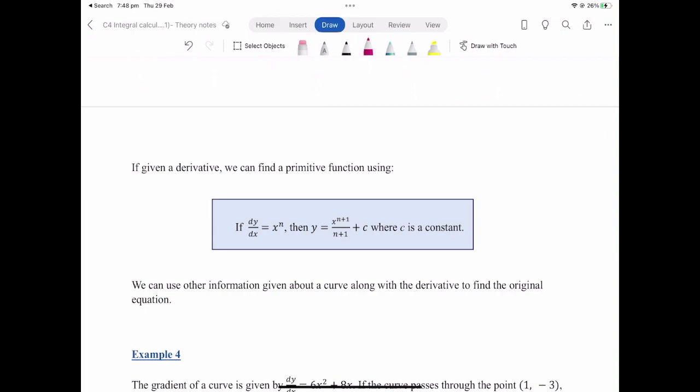So if dy/dx, if the derivative is x to the power of n, so x to the power of 5, x to the power of 10, x to the power of 100, then the original function, the primitive function, what we're going to do is add 1 to the power and then divide by the new power, and then of course add on a c.